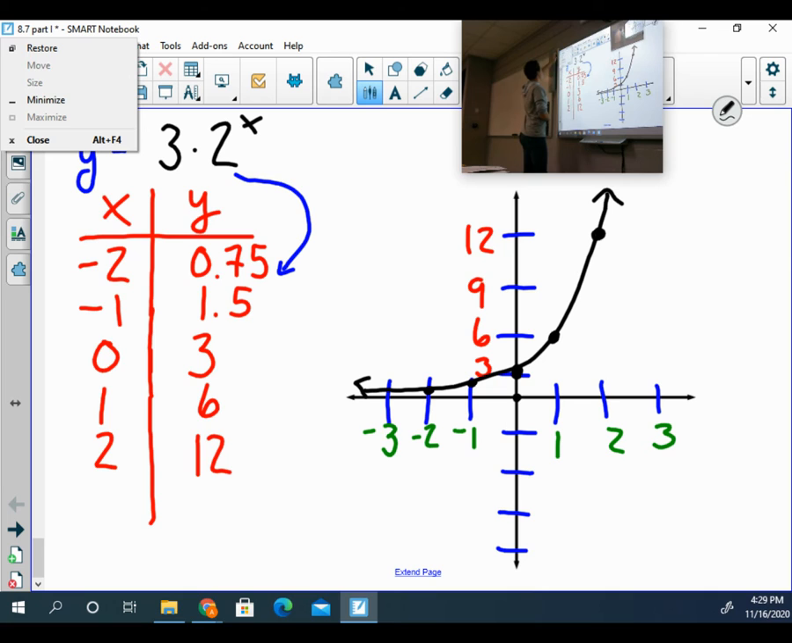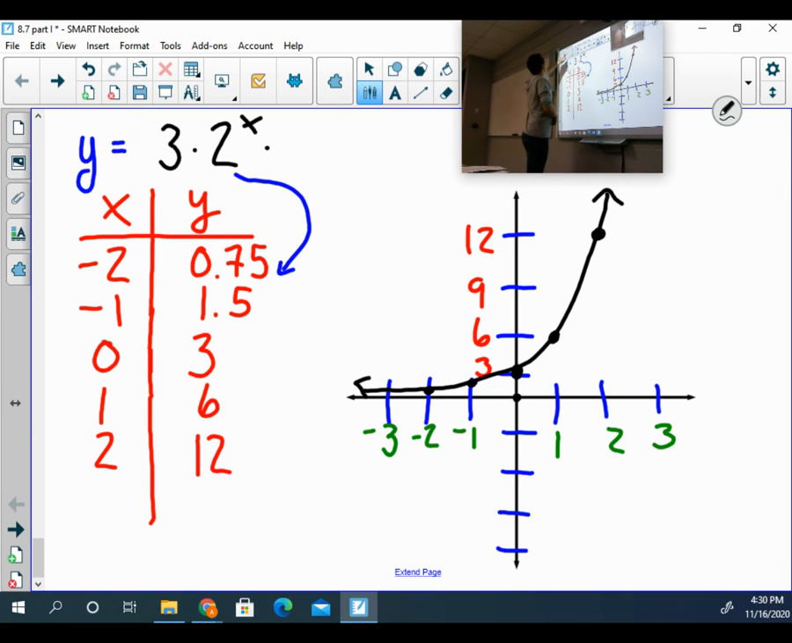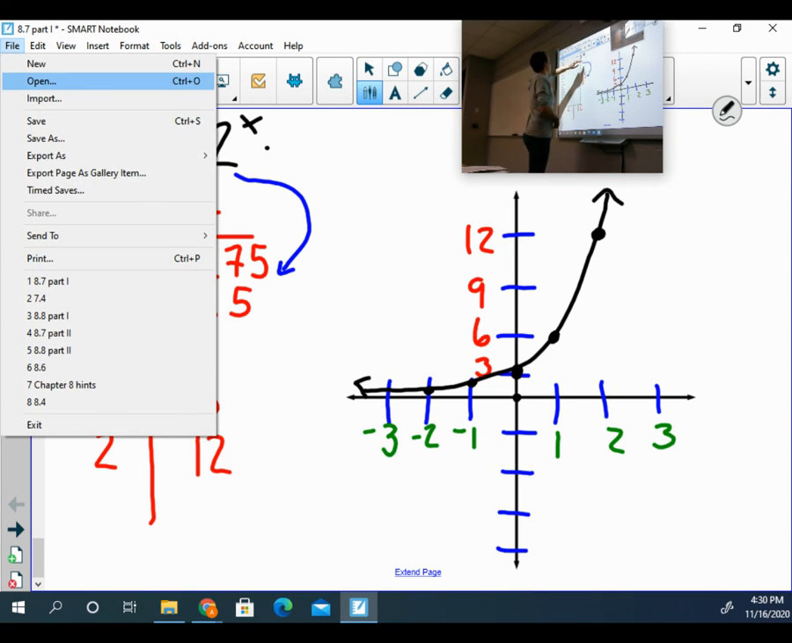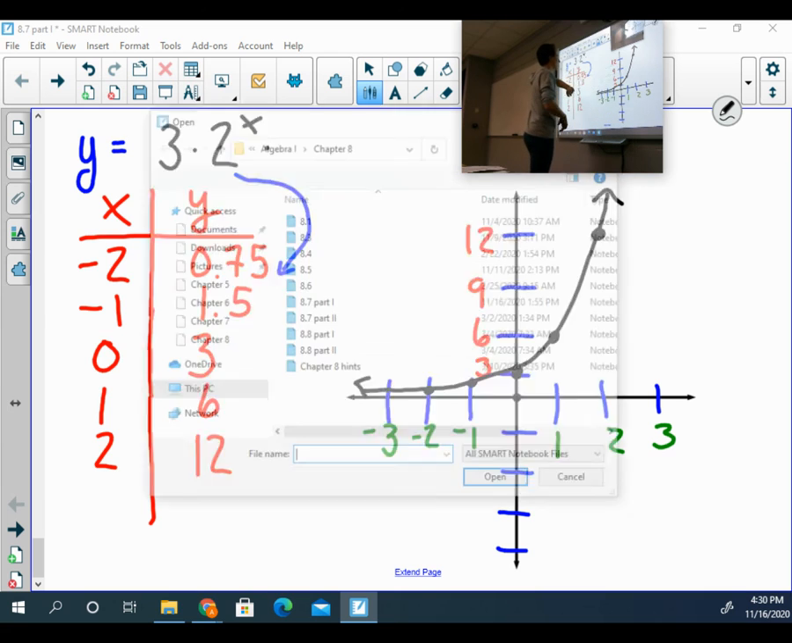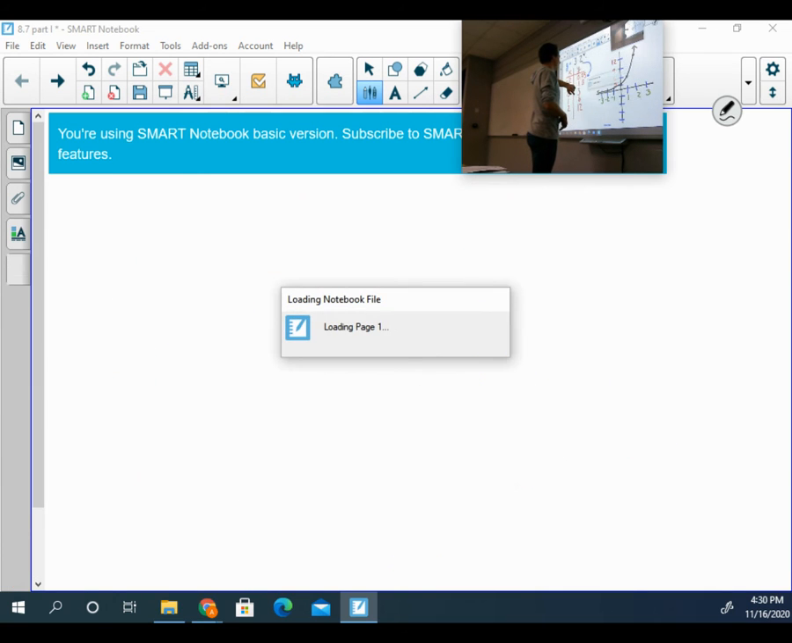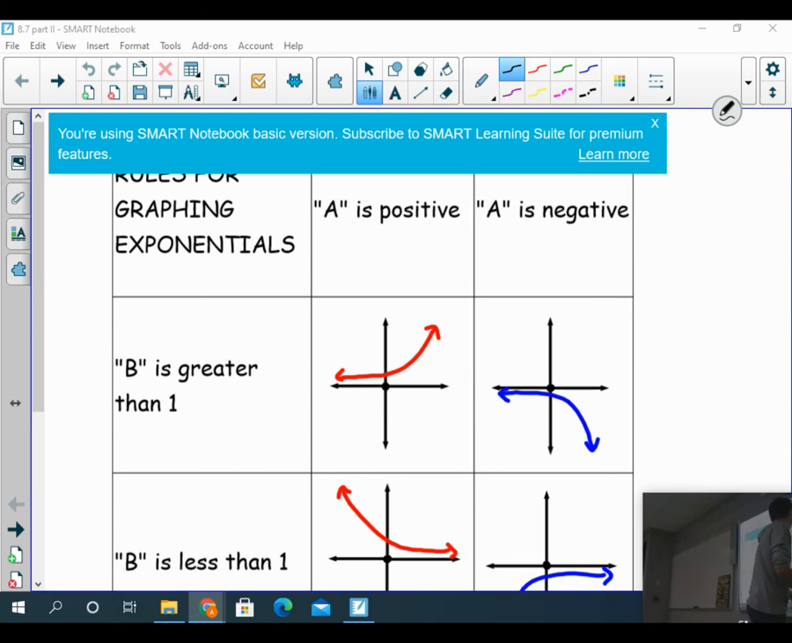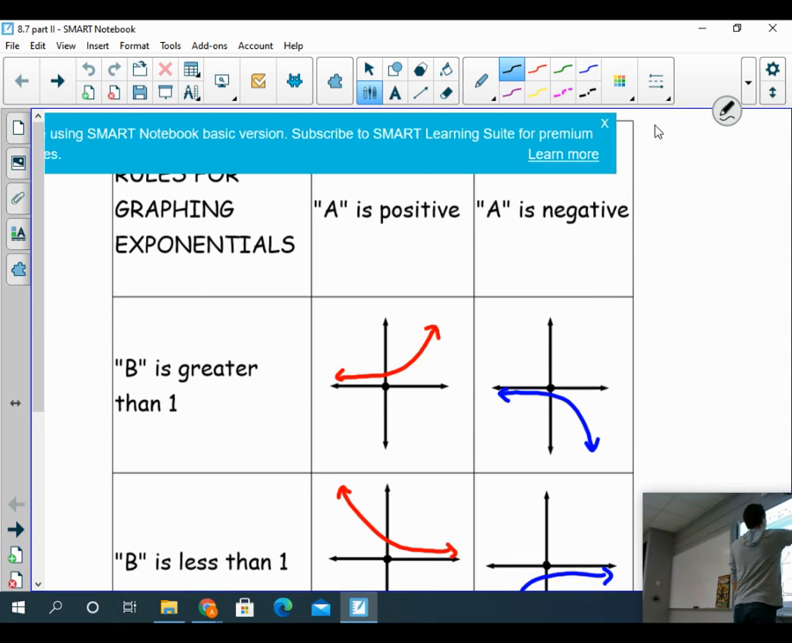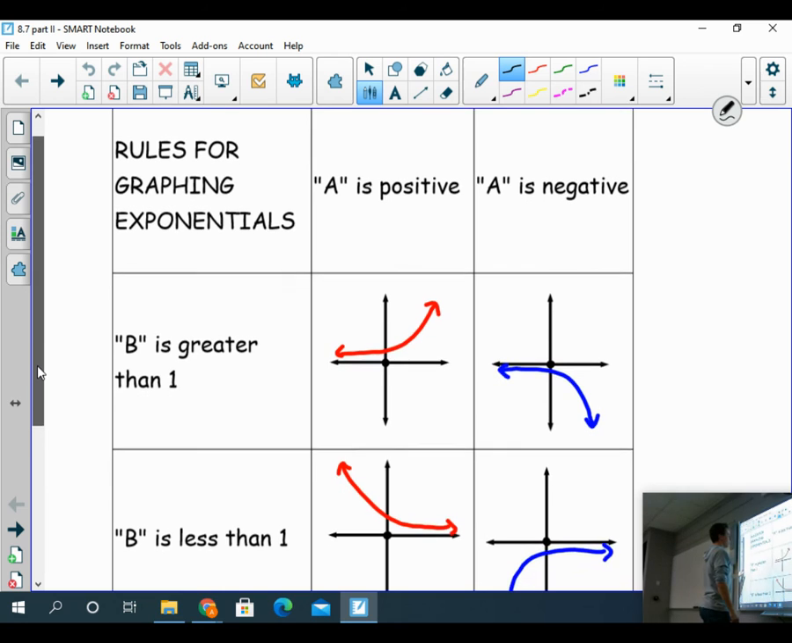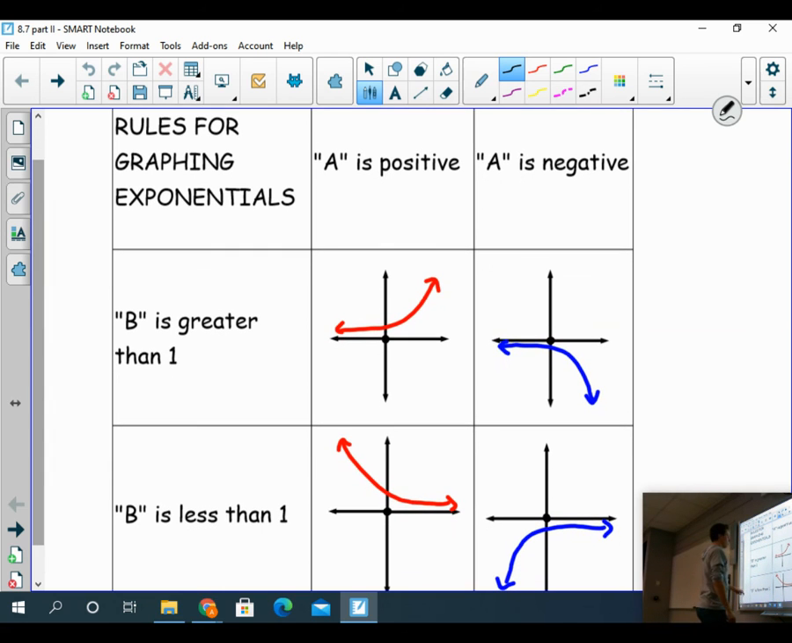Now the final piece to this, to help you all out, I've made a little key for you. And I do want you copying this down, because this is going to help you big time in the long run. Now there's a lot of parts to it, so let me help you out by talking you through it. Here is my big chart.